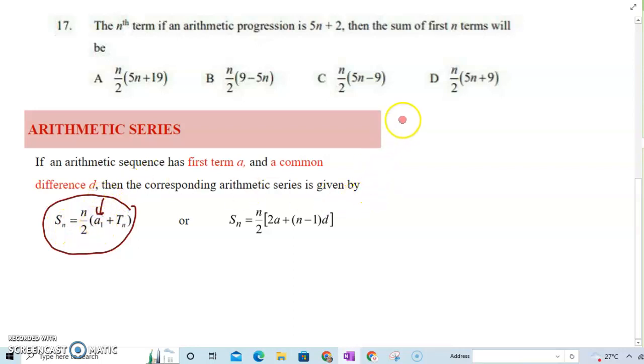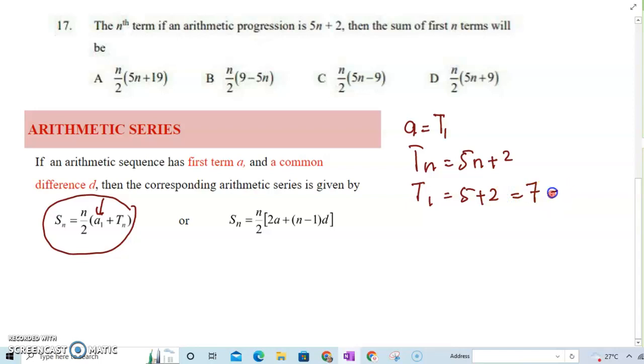So what is a? A is equals to T1. How to find T1? Given the question, Tn equals to 5n plus 2. So we just substitute n with 1. So 5 plus 2 is 7. So our a is 7.